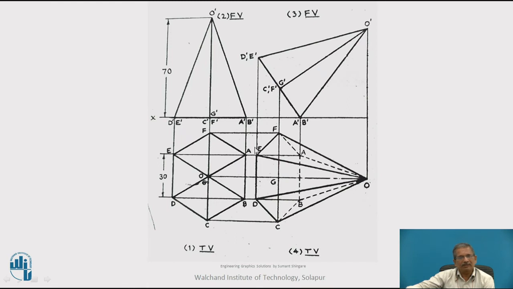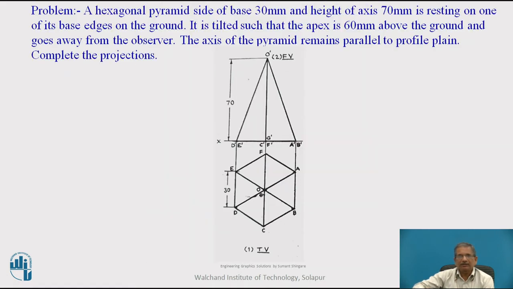as well as other generators will be dark, because when you are observing from here, OD will be visible, OE will be visible, OC will be visible, and OF will be visible. So project it downwards and complete the projections. So here the second condition is satisfied, that is, the apex is 60 mm above HP. Now let us go for the third stage.